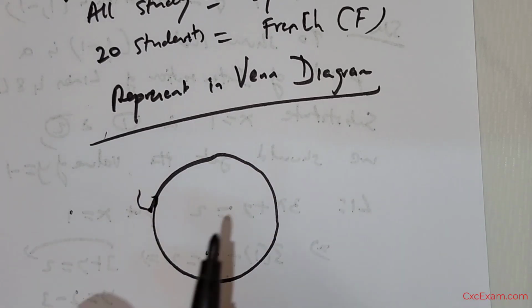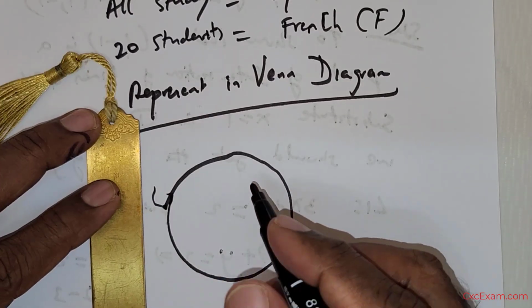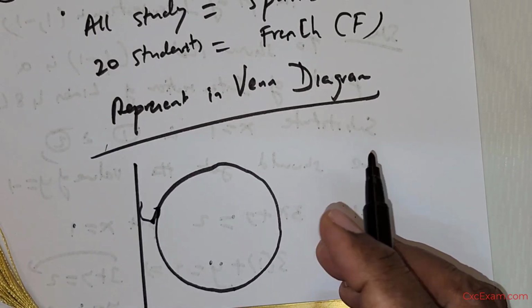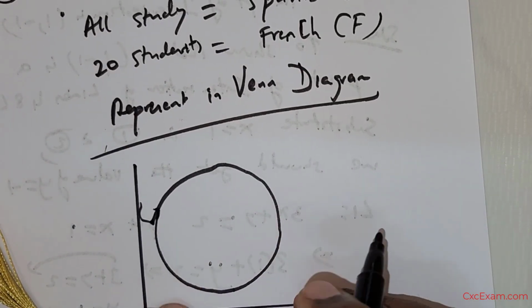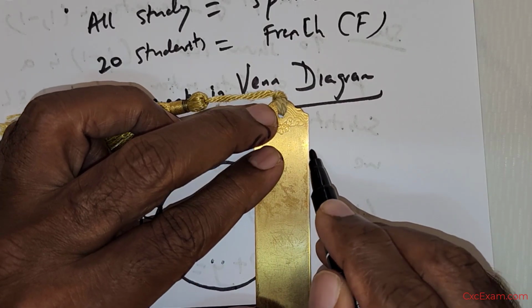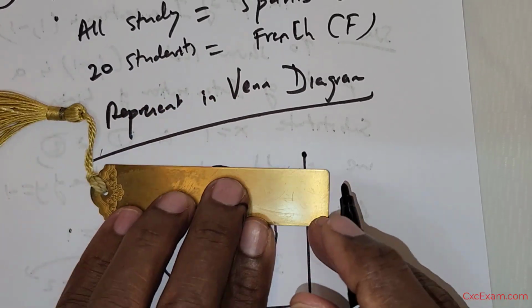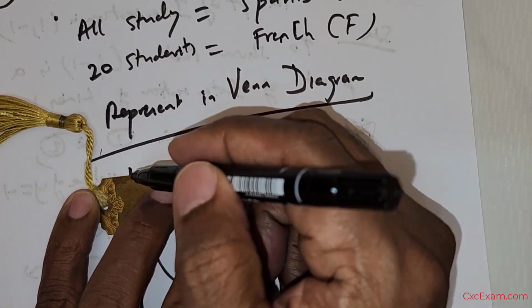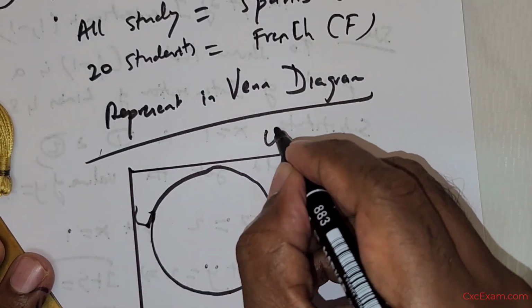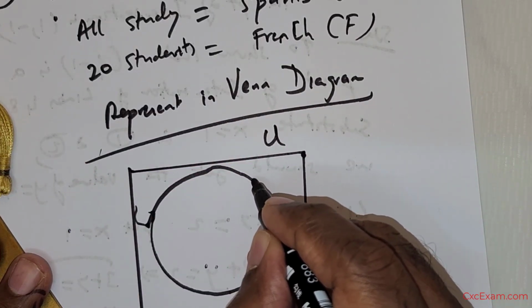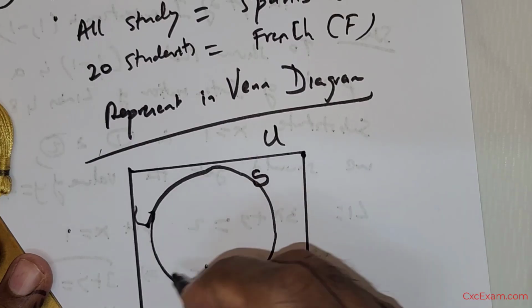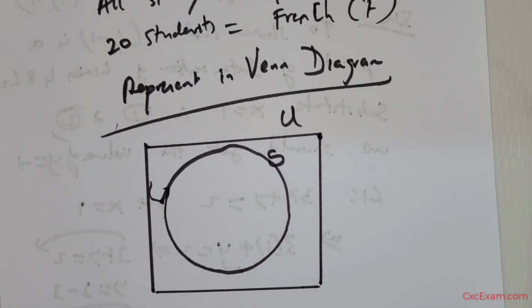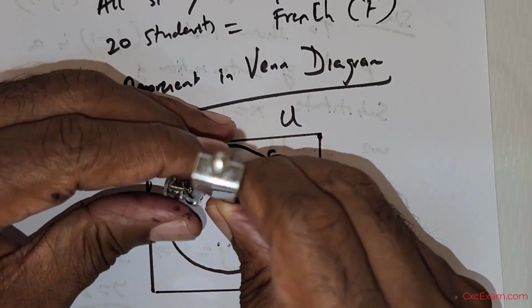So we will have to draw the universal set that is containing, so if there is a situation where students don't study anything, so this is U, this is going to be my S. 32 students are present here. Now 20 students are studying French, so you have to draw that French one.